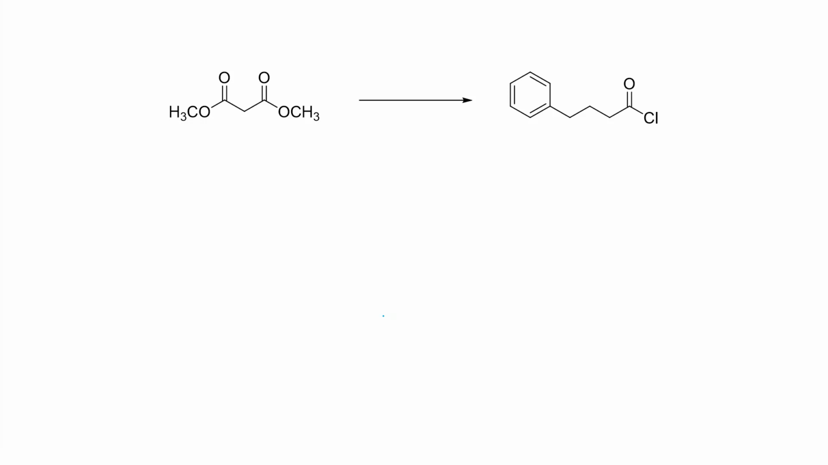So I want to do a couple of examples of these types of questions that we saw in problem set 6, just to talk through the strategy and think about what are the reactions that we're using to make this happen. So the first example is here. We start with a 1,3-dicarbonyl and we go to this acid chloride as our final product.